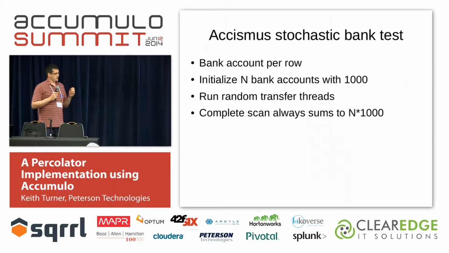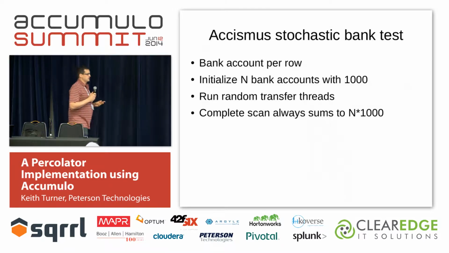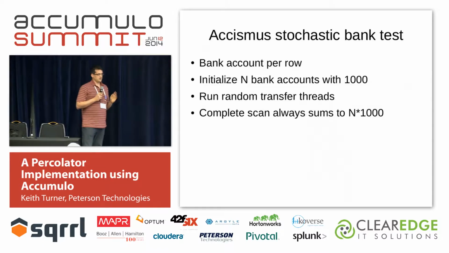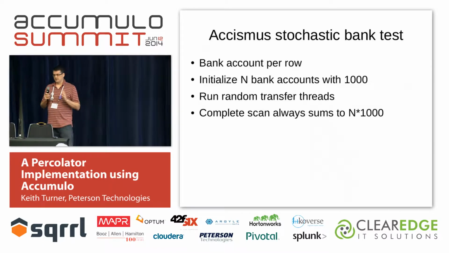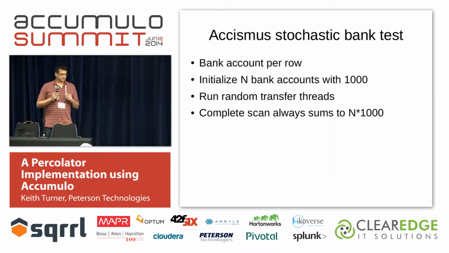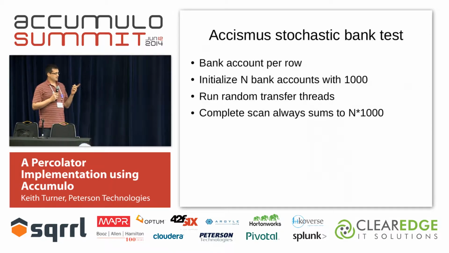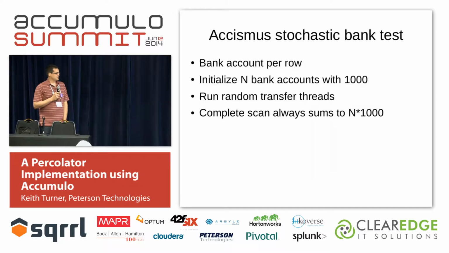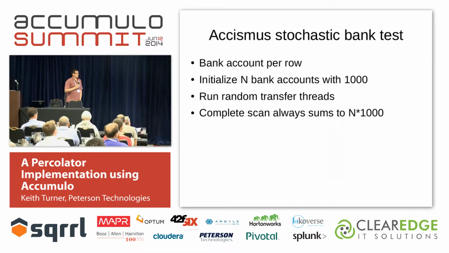And then it starts up a lot of threads that just randomly pick 2 bank accounts and transfer money between them. While these threads are running, there will be another thread that will just scan all of the bank accounts. And what's cool about this is the sum always comes out to n times 1,000, even though there's all this chaos going on with randomly transferring money around. Well, as long as Accismus is working, that's the case. So the test is pretty good at finding problems.